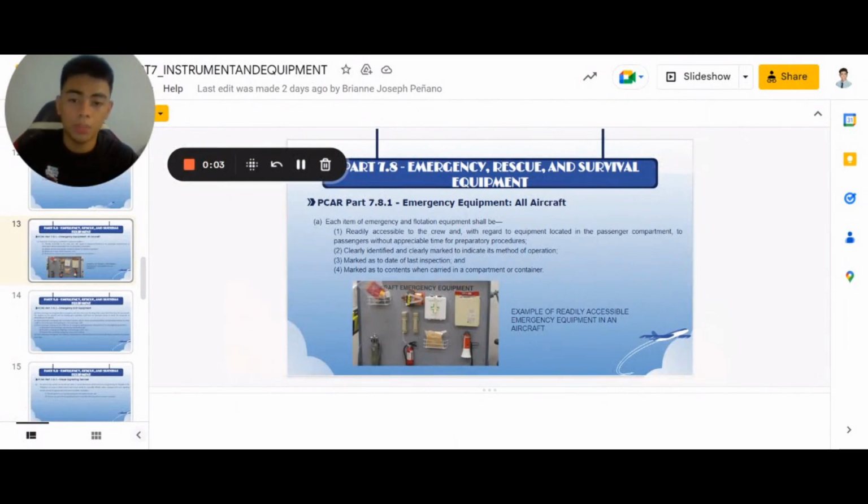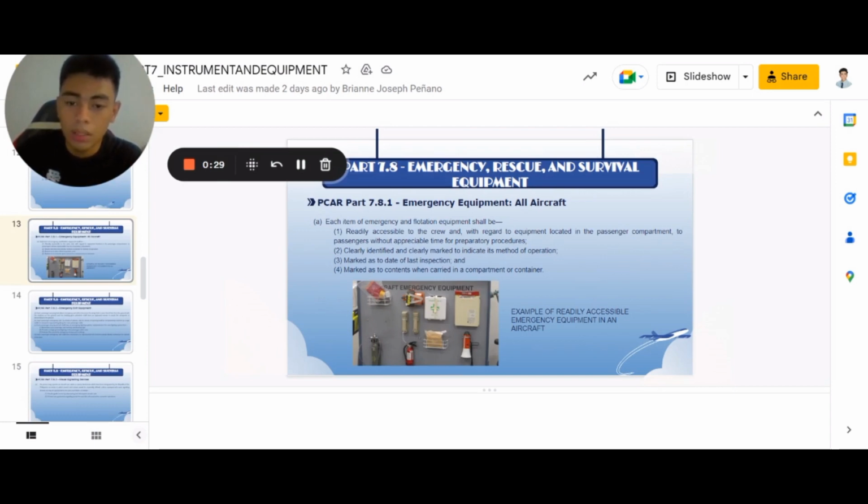PCAR Part 7.8.1 talks about emergency equipment in all aircraft. Siguro napaka-basic naman na nito, napaka-common gawin sa bawat aircraft na sasakyan natin, dapat meron talaga siyang emergency equipment. Itong emergency equipment, what it does is to help us whenever a disaster or catastrophe happens. Kumbaga, ito yung tumutulong sa atin to last in that catastrophe if ever something really bad happens.